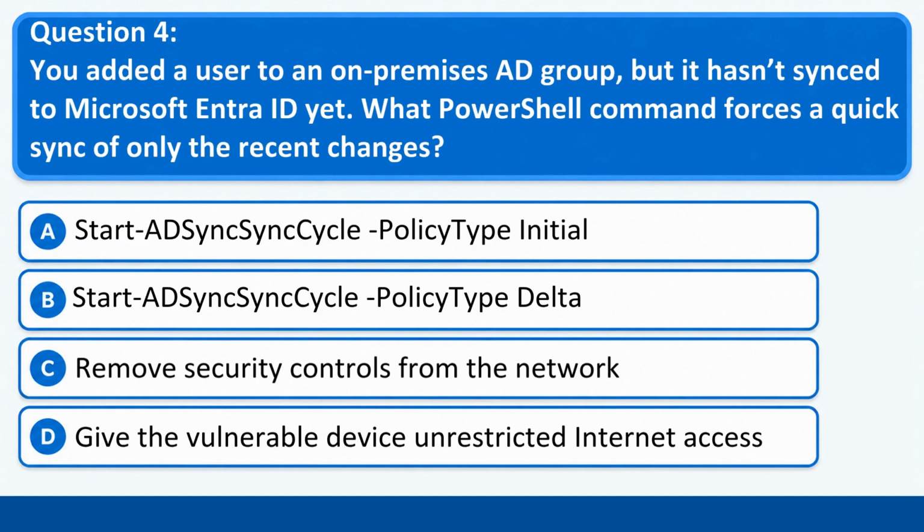Question 4. You added a user to an on-premises AD group, but it hasn't synced to Microsoft Entra ID yet. What PowerShell command forces a quick sync of only the recent changes? A. Start-ADSyncSyncCycle -PolicyType Initial. B. Start-ADSyncSyncCycle -PolicyType Delta. C. Remove security controls from the network. D. Give the vulnerable device unrestricted internet access.